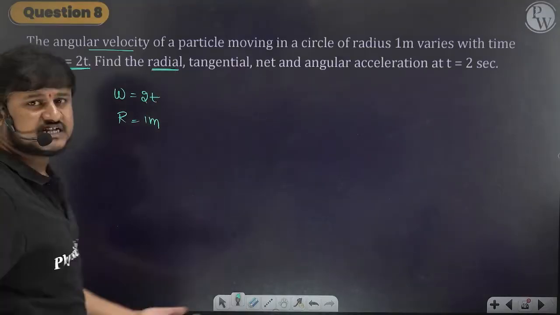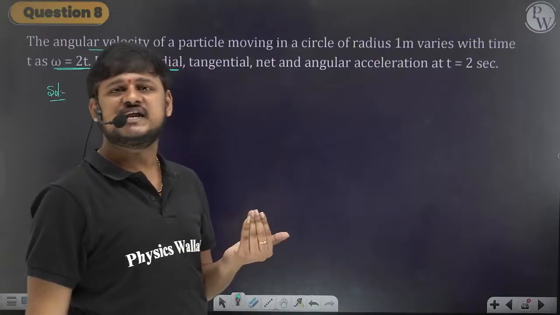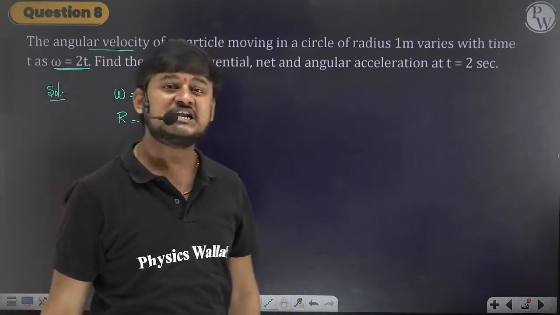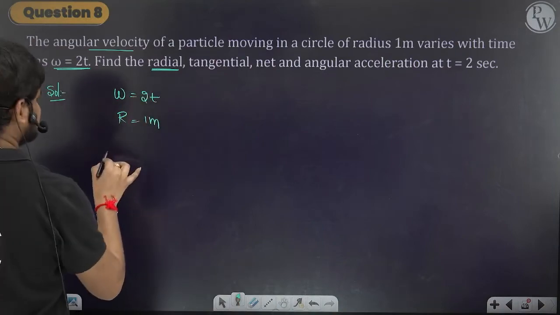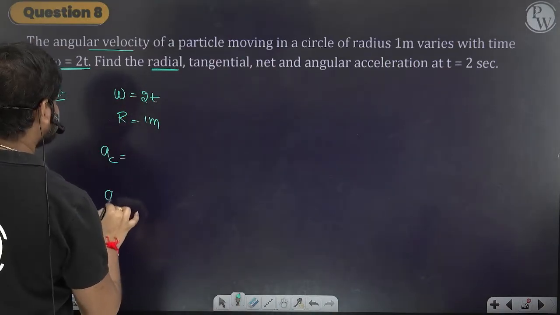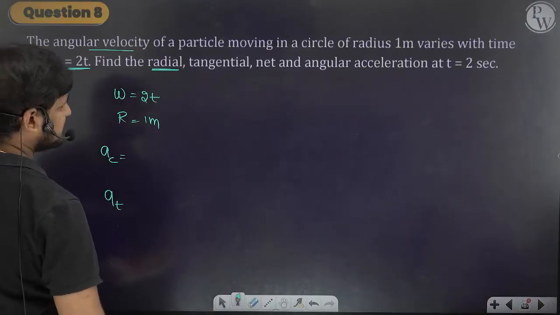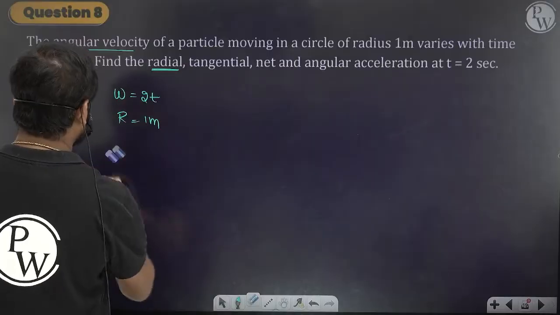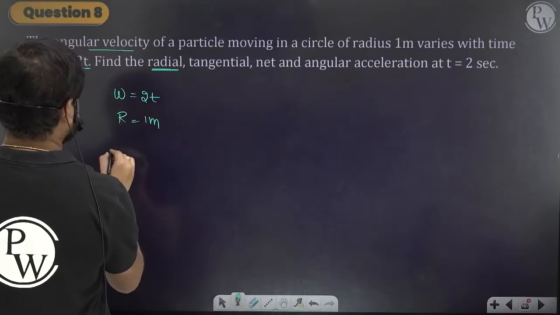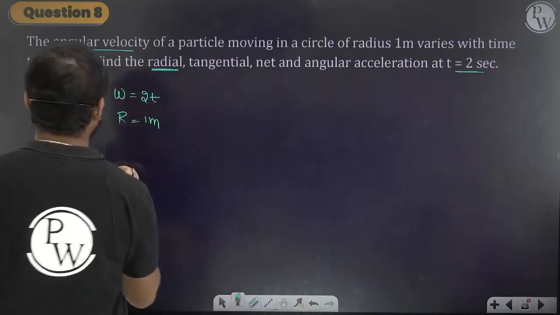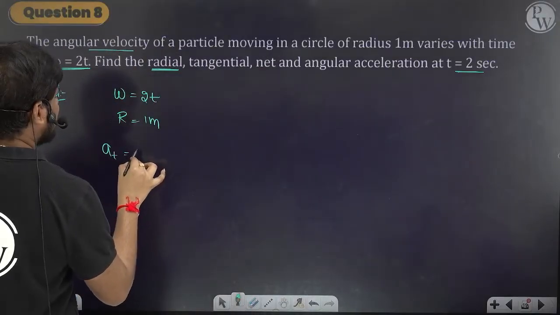The radial acceleration means acceleration which is along the radius. What will be the acceleration along the radius? Which is the centripetal acceleration. So the first thing is a_c they are asking. And then what is the tangential acceleration? We can find the tangential acceleration also. And what is the net acceleration? See, first let's find the tangential acceleration. At t is equals to 2 seconds we require. So a_t is equals to r alpha.